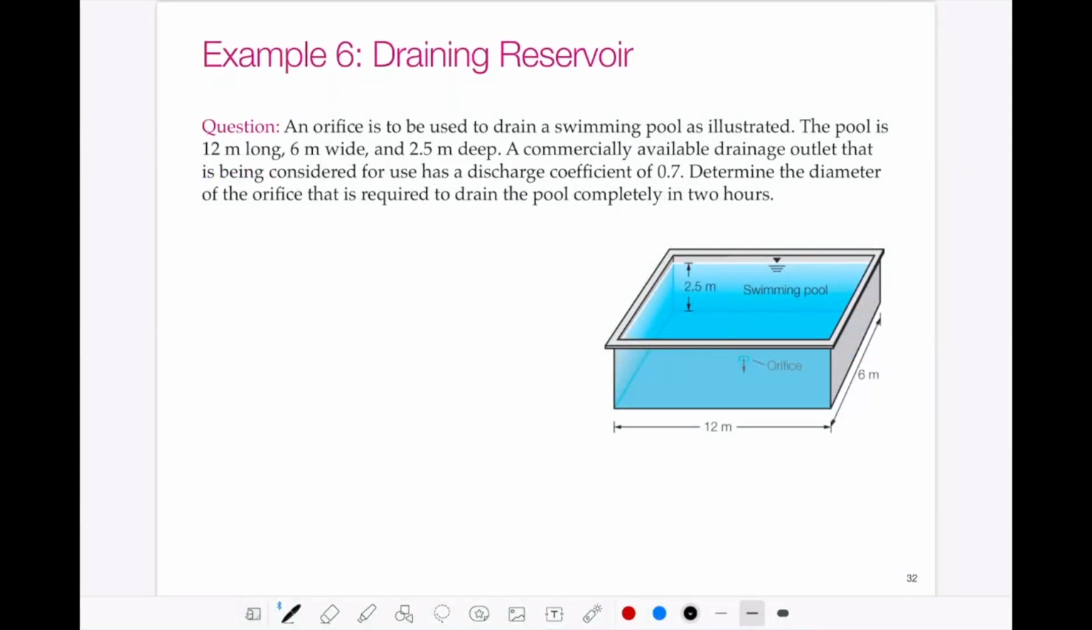So let's look at an example now where we have a draining reservoir. So now we don't have a steady state system. The orifice is being used to drain some reservoir, and this question is looking at the diameter of the orifice that's required to drain this pool completely in 2 hours.